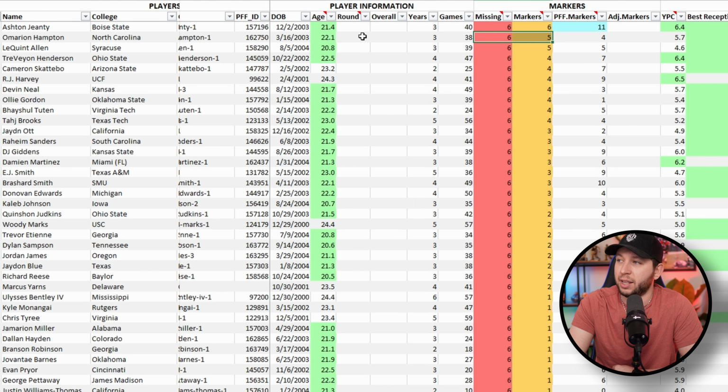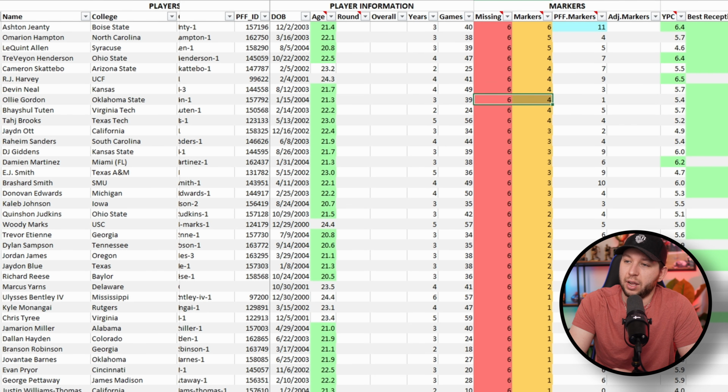And I do believe that he's going to hit on the draft capital one, if not even a late first, as a solid 2nd round pick. So he should be good there. Travion comes in at RB4. Cam Scatterboot comes in at RB5. RJ Harvey comes in down here. Devin Neal, Ollie Gordon, that's your top 8.